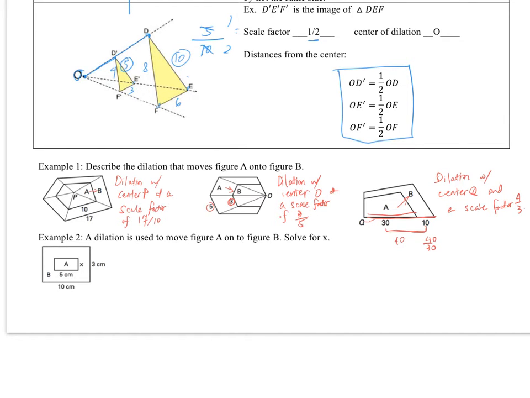Okay, example 2. A dilation is used to move figure A onto figure B. Solve for X. So the scale factor here would be 10 to 5. And I can set it equal to 3 to X. And I can solve. So X will be 3 to 2.